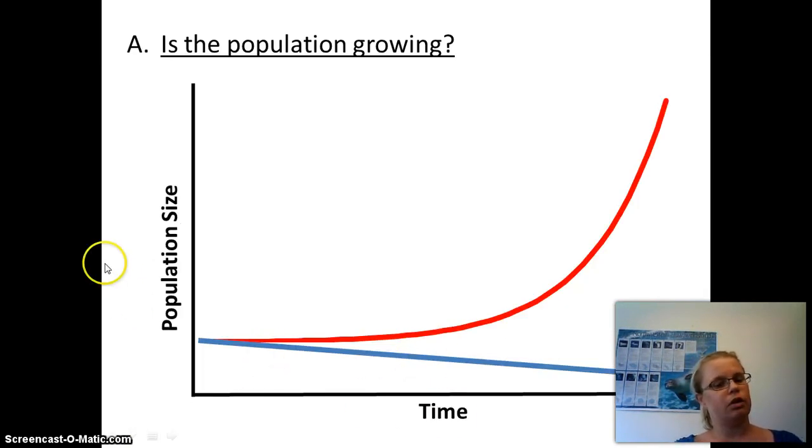So once you've projected the population through time, you can add up all the individuals in the population and get population size over time and do a graph like this. So you'll see here, with the population increasing, obviously the population is growing. Here the population is decreasing, so obviously the population is not growing.